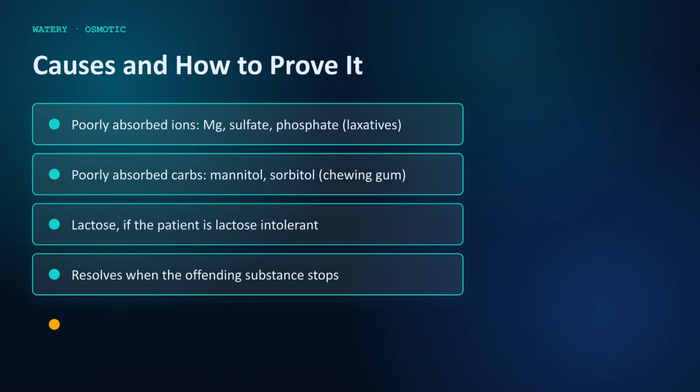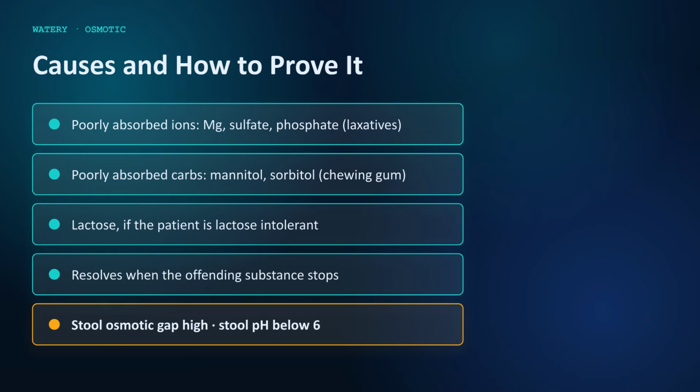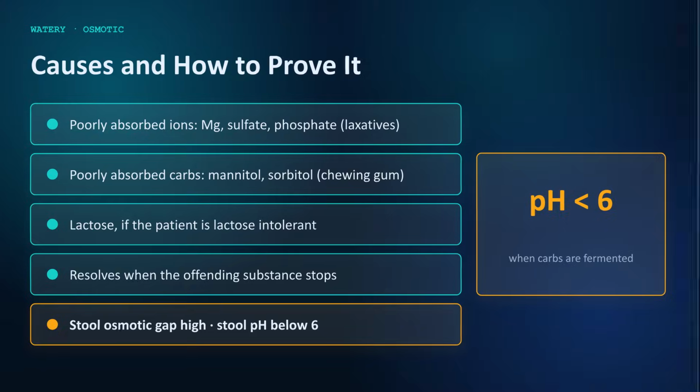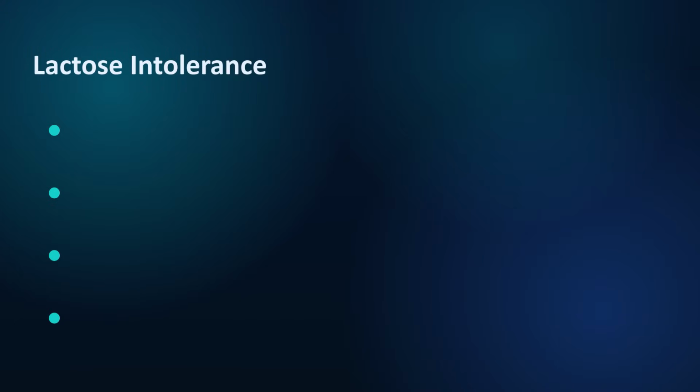Two laboratory clues confirm it: a high stool osmotic gap and a stool pH below 6, which happens when colonic bacteria ferment unabsorbed carbohydrate. And do not forget surreptitious laxative use. It is the reason a laxative screen sits on the osmotic branch of the algorithm. Lactose intolerance deserves its own moment because it is common and often missed.